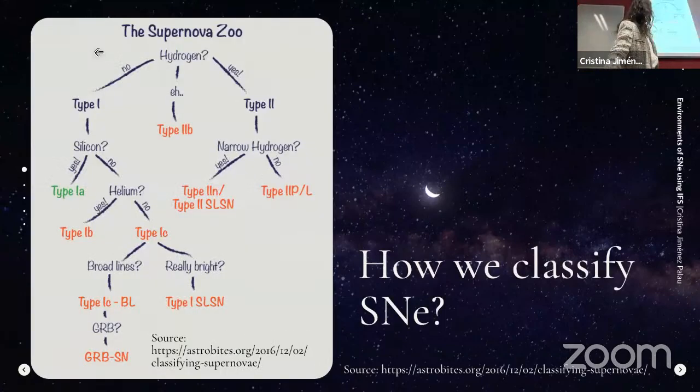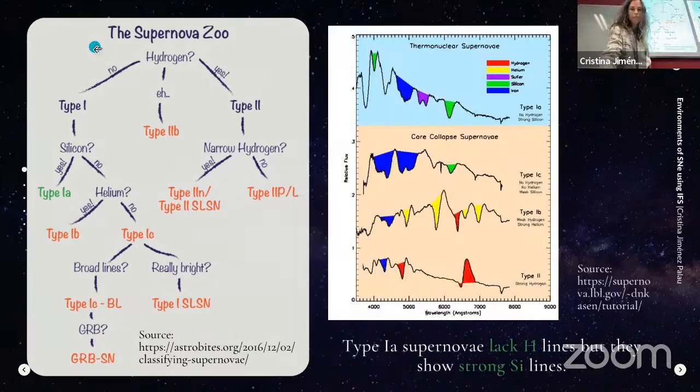So, Supernovae Type 1a. This is a very basic scheme of how we can classify supernovae in terms of the lines that they have. In all this scheme, we are interested in the type 1a, which doesn't have hydrogen, but has strong helium emission lines. As we can see here, we can see the spectra of the different types. Here at the top, type 1a, we see the lack of hydrogen and strong helium.